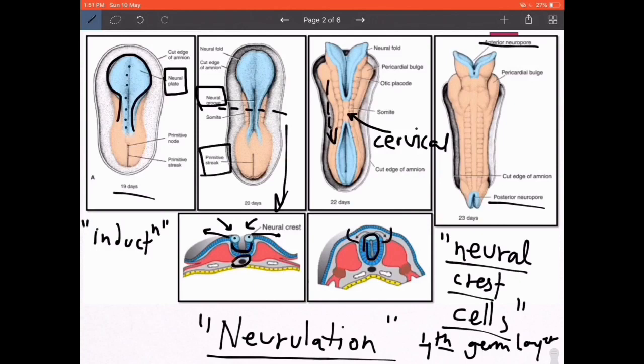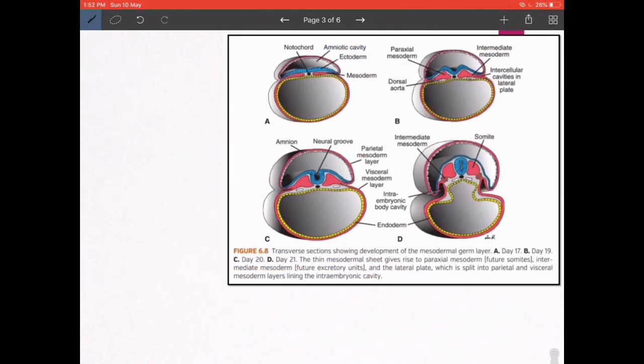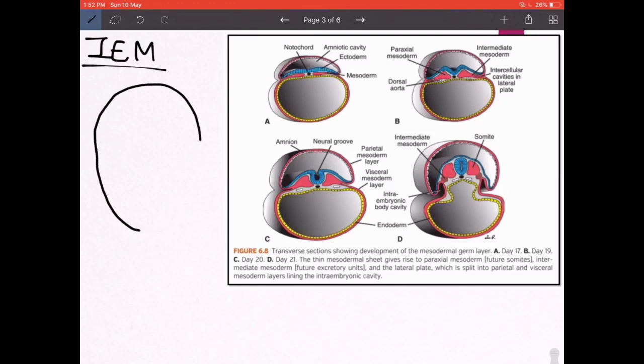I just want to tell you a little bit about the primitive streak. By about 21 days, it has already started regressing, and by about 23 days it's almost non-existent. By 26 days it completely disappears. Okay, now the fate of the intra-embryonic mesoderm. Now you already know from the previous lecture that the intra-embryonic mesoderm is classified into three things.